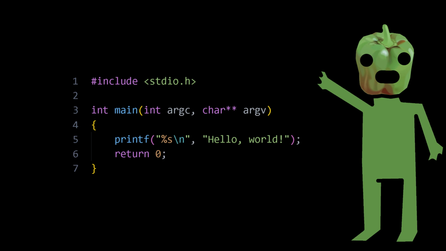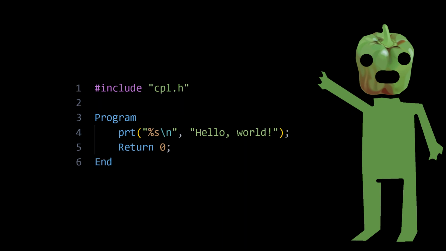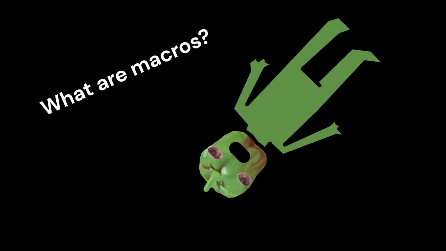return 0, pretty standard. Here, on the other hand, we include cpl.h, which is a header file containing C libraries, grammar definitions using macros, and str.c, which is a library I made for C to make managing strings easier. But what are macros, you may ask?